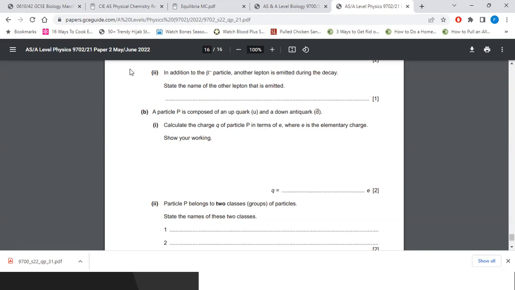Particle P belongs to two classes of particles. State the name of these two classes. Baryons? No, it's not a baryon. Mesons. And baryons and mesons come under what? Hadrons. So you can say it's a meson, but that comes under hadrons, right? So hadrons have two classes, baryons and mesons.